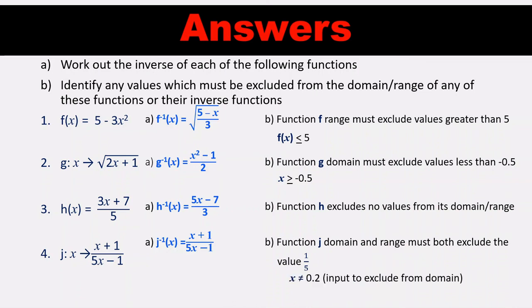So I could write that as x, the input value for the domain, could not be equal to 0.2, and j of x, the output value for function j, could not be 0.2.